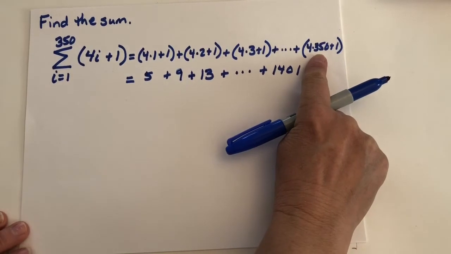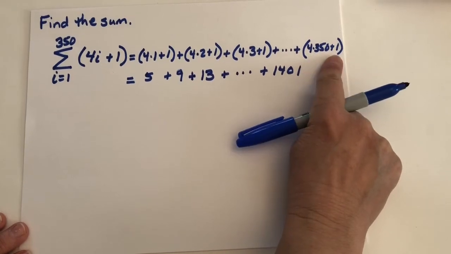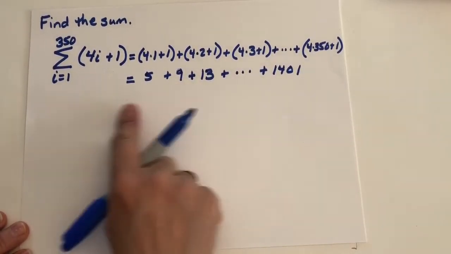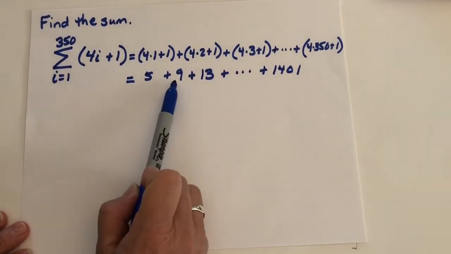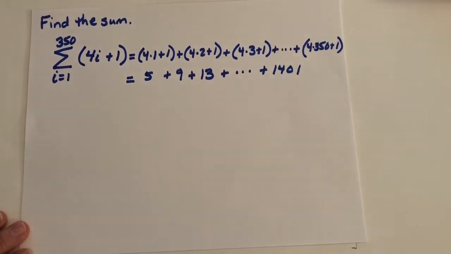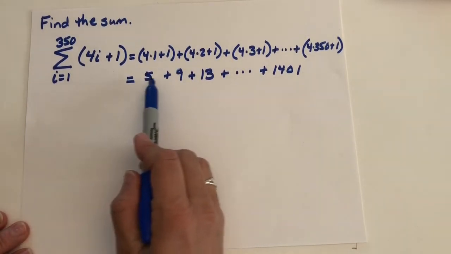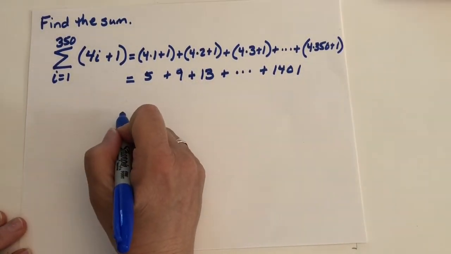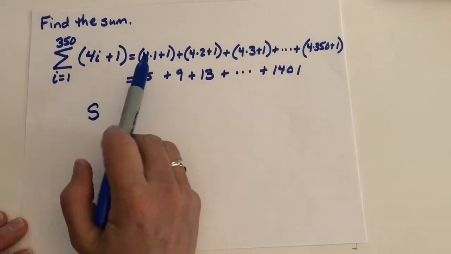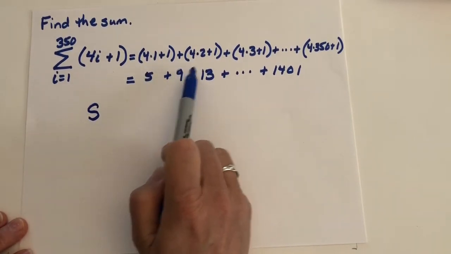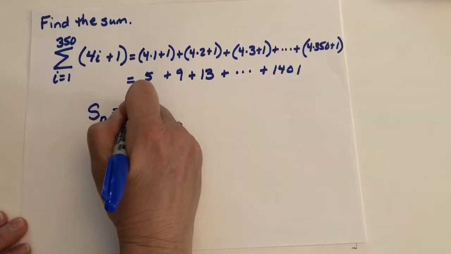Let's see, 350 times 4, yep, that seems to be 1400. 1400 plus 1. So this is what we're trying to find the sum of. Notice it is arithmetic. Each term is 4 greater than the previous term. So now we can find the sum of these numbers by using our formula. In this case, notice we're adding 350 numbers together. This was the first term, second term, third term, 350th term. And our formula is this.